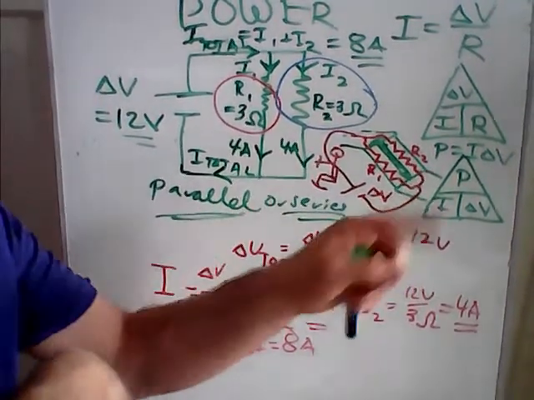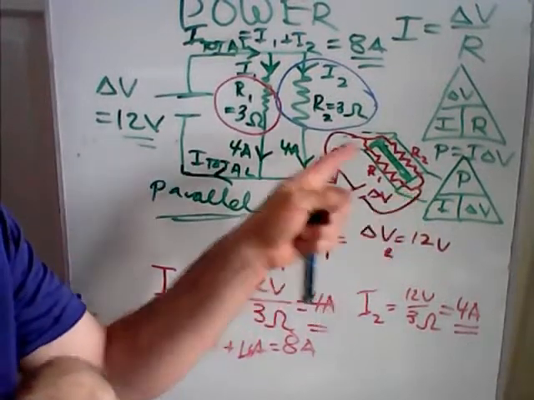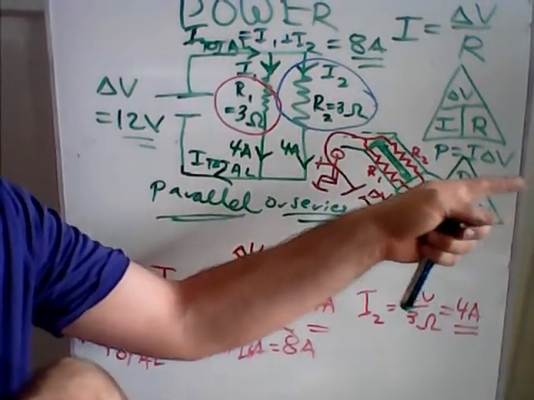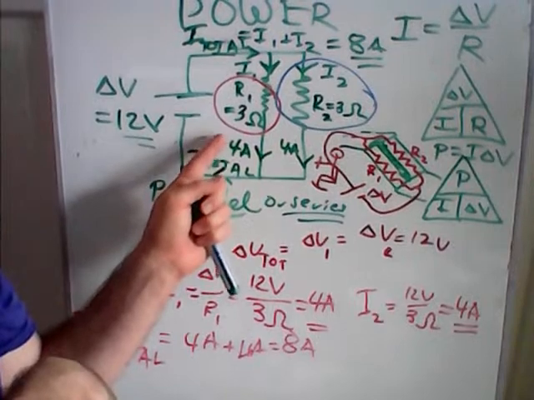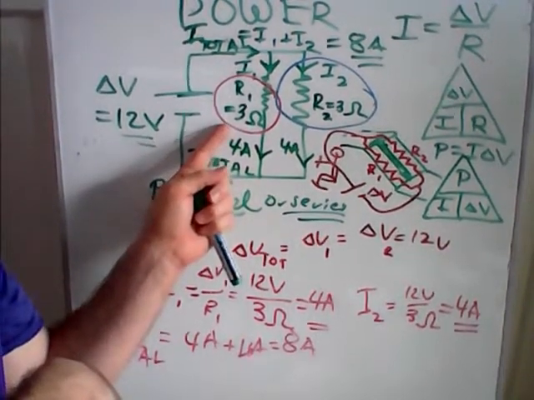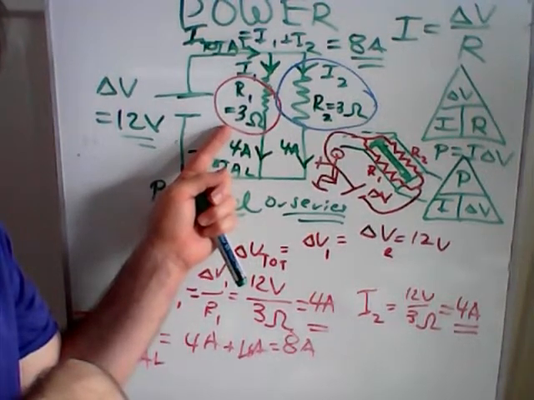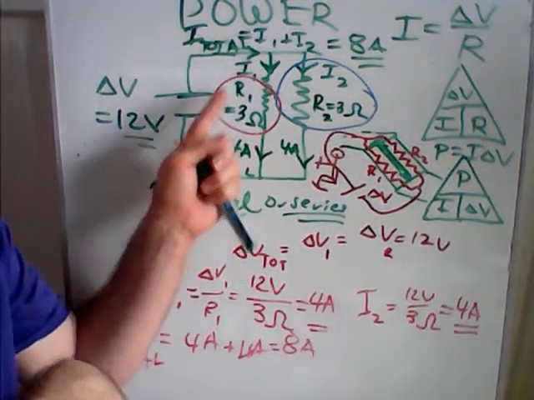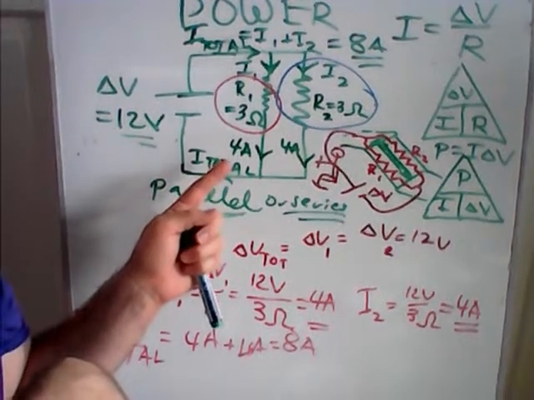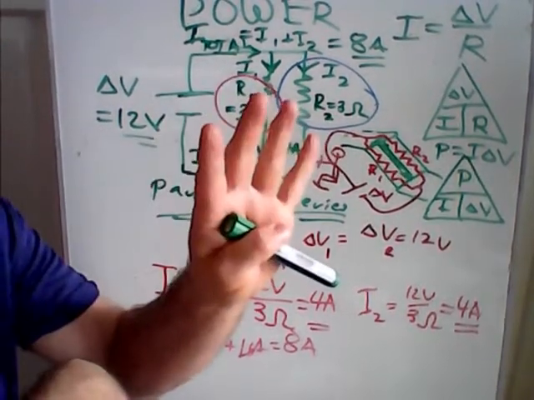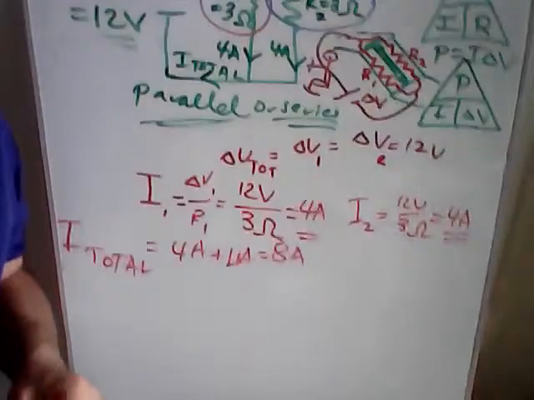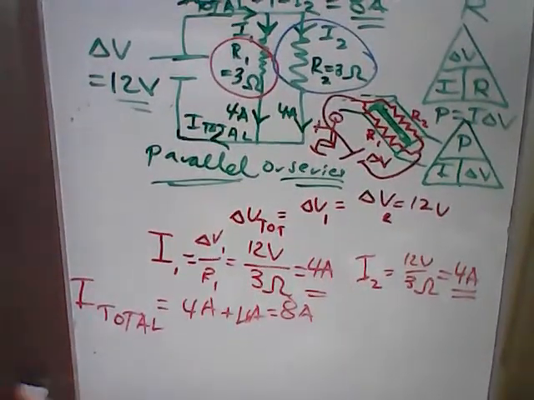Now we have two equations over here that we should be looking at. Power is I times delta V. So for our resistor 1, we have to figure out the potential difference that is applied here. It is 12 volts. And there are 4 amps flowing. Okay, so we can write that out a little bit and say, okay, well, let's do this.